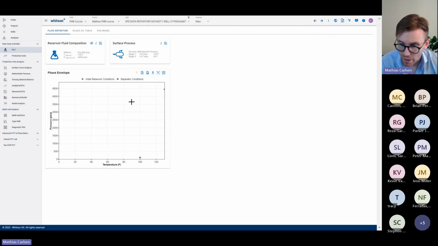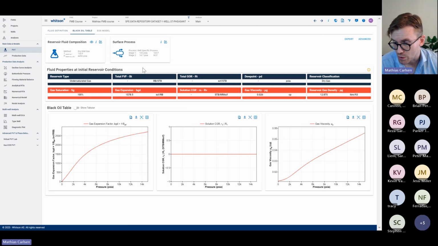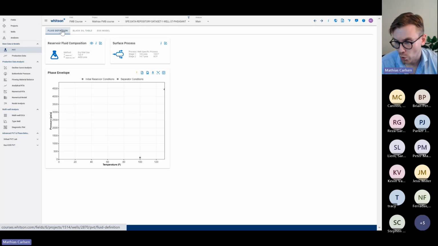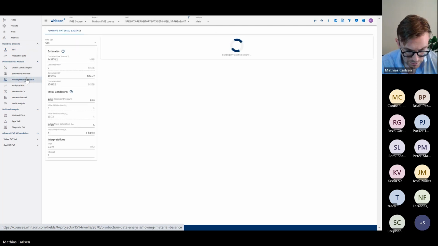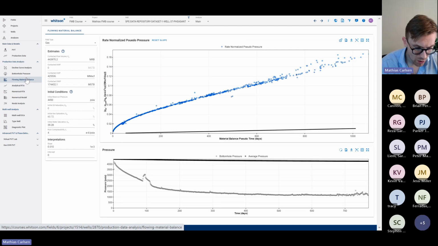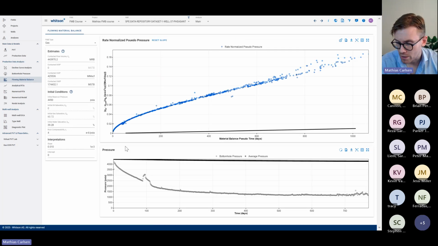And there's no phase envelope here. That's fine. But yeah, it looks like this, and that's because it's a dry gas well. So you see that this is the dry gas table it creates. And we're going to do the flow material balance again. But if we go to flow material balance now, you see that it is a different method, and by default it goes to the dry gas material balance.